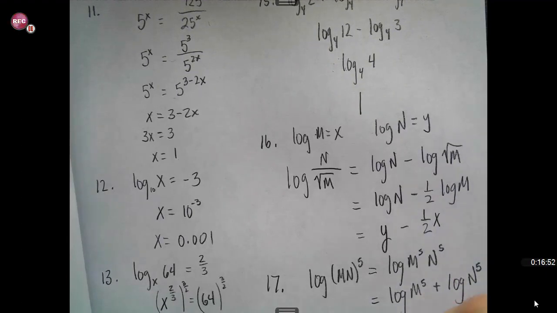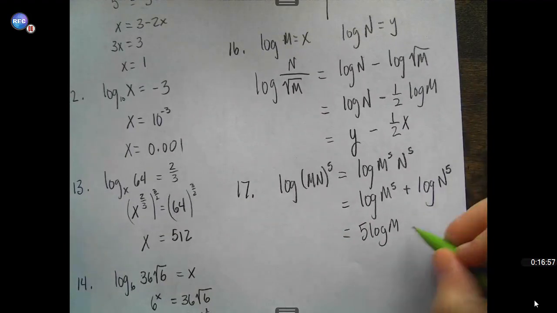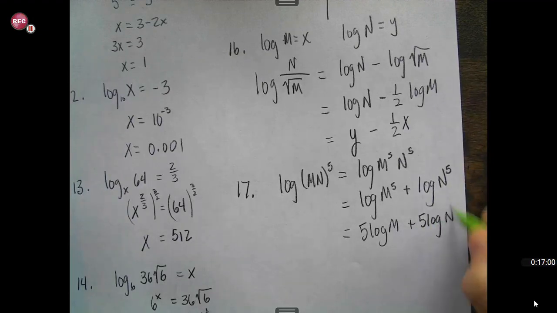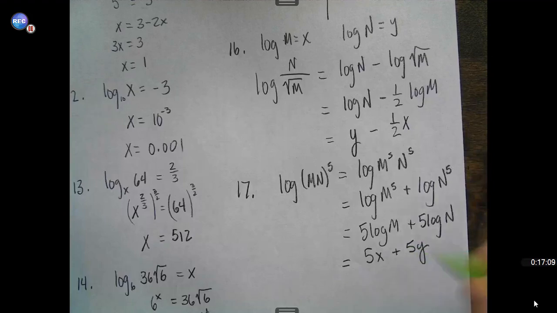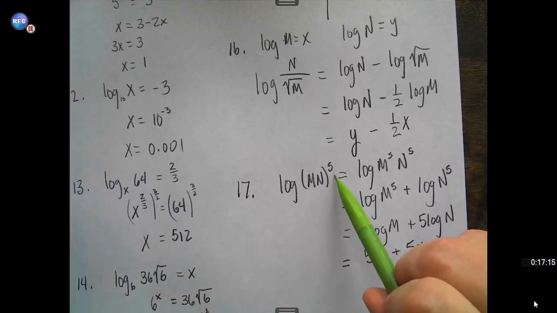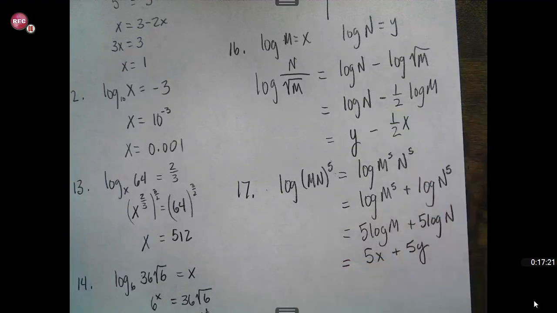And then 5 log m plus 5 log n. And now I'm ready to substitute x and y. So I get 5x plus 5y. I could have pulled that exponent down in front, from here. I could have pulled that down in front over to here, and I would have gotten 5 times the quantity log m plus log n, which is the same thing as what I've got here. I would have 5 times the quantity, and then we could distribute it or not. Okay.